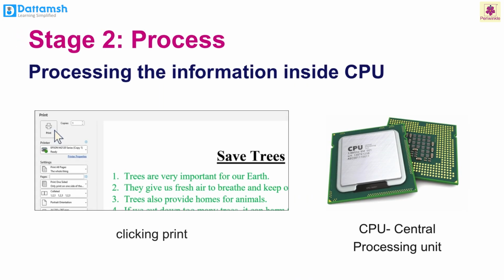Now let's move on to the next stage, process. This is when computer takes the instructions and works on them. For example, when you click print on the computer, it receives the instructions or input. The computer then processes this input and sends the document to the printer. This processing is done by CPU or Central Processing Unit.